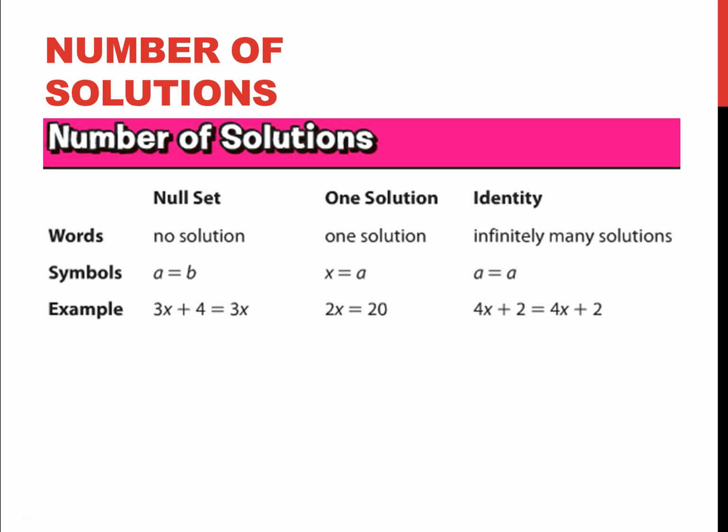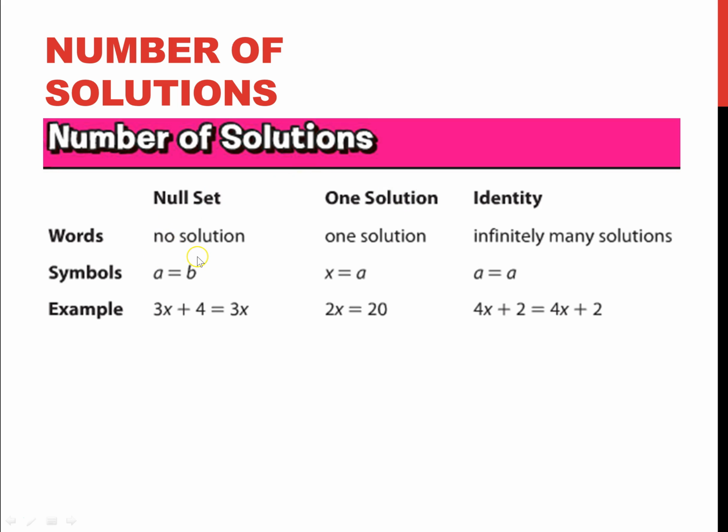All right, so we've got to talk about the number of solutions. Most of our equations up until this point have had one solution. We have a variable x, and that equals a number. If I look at the example that they give us, 2x = 20. If I divide both sides by 2, x is equal to 10. That's one solution.